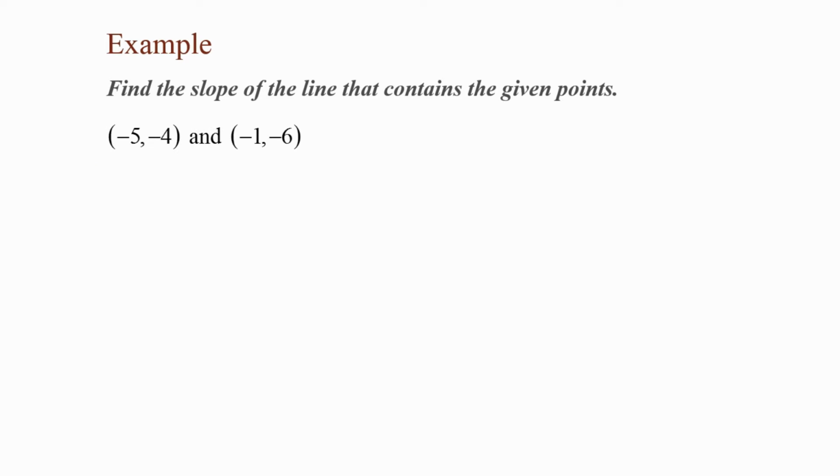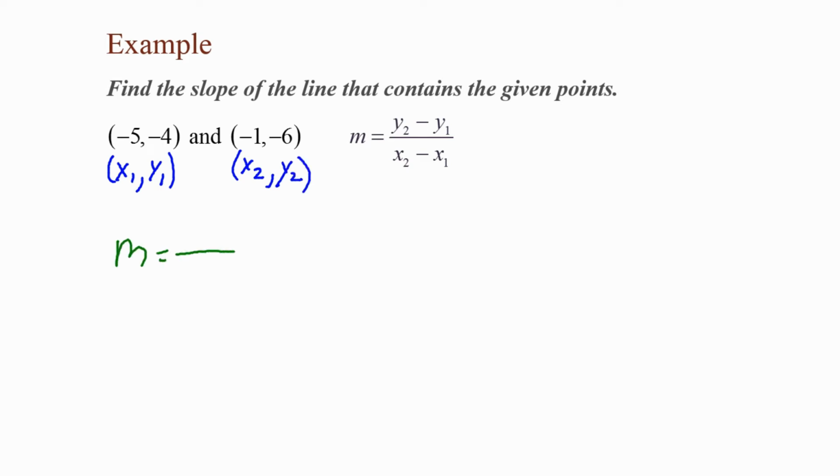In this example, we want to find the slope of the line that contains the points (-5, -4) and (-1, -6). So we're still going to use our slope formula. We're going to let (-5, -4) be our x1, y1, and (-1, -6) be our x2, y2. So m equals -6 minus a -4 over -1 minus a -5.